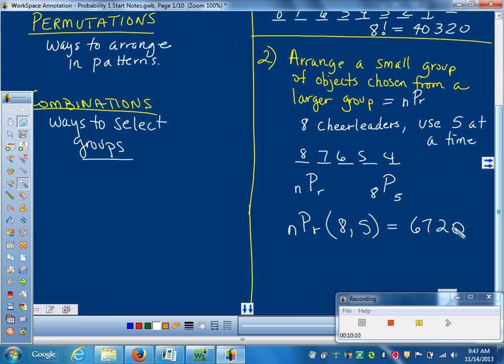Okay, so did everybody find it? Particularly you guys who haven't done it before? So go menu, probability.